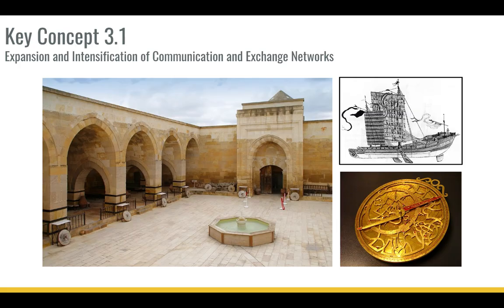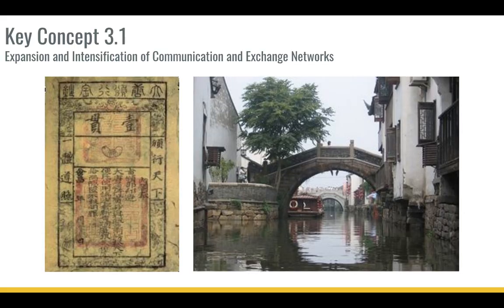New transportation developments come about. The large picture you see here is of a caravanserai, which you can think of as like a motel for traders, usually taking large caravans of camels across the Silk Road. We also see larger ship designs like the Chinese junk ship there at the top right, and new technologies such as the compass and astrolabe, which you see pictured. These transportation technologies help to make trade easier and expand it further.